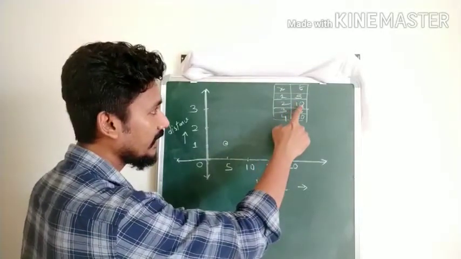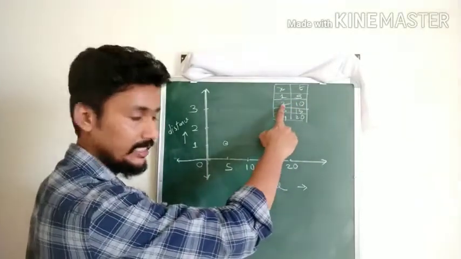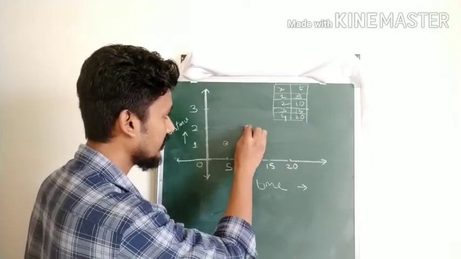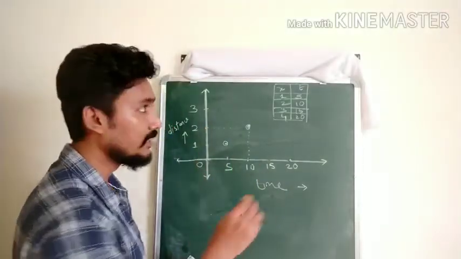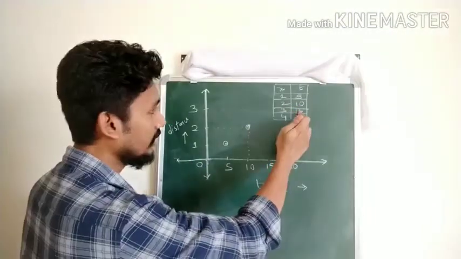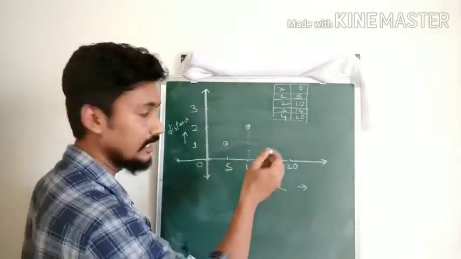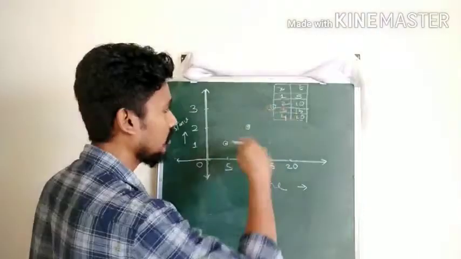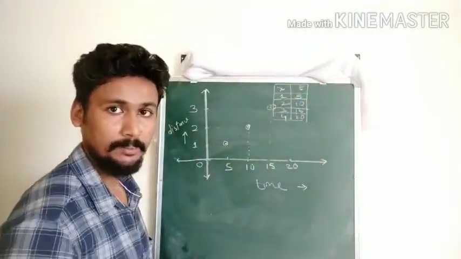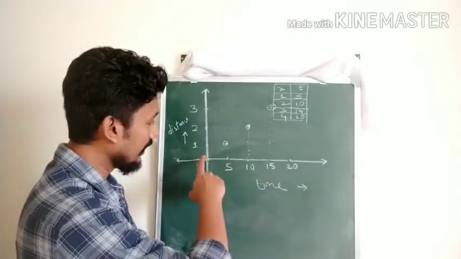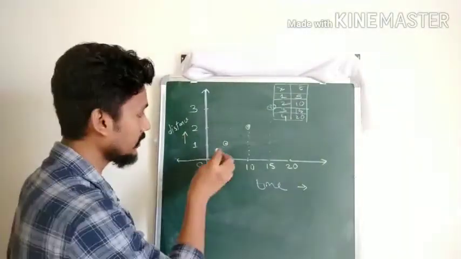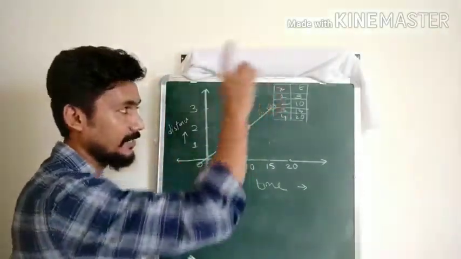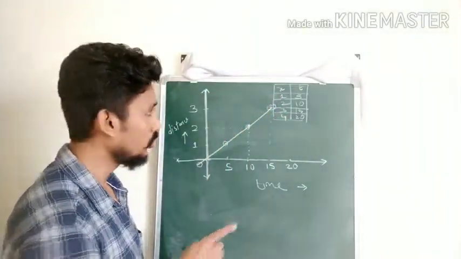The second point is at 10 for time and 2 for distance. This is the second point. The third point is 15 for the time and 3 for the distance. So the third point will be somewhere over here, and so on and so forth. We can get all the other points like this. Now if we join all the points, you will see that we get a straight line. So this is a graph.